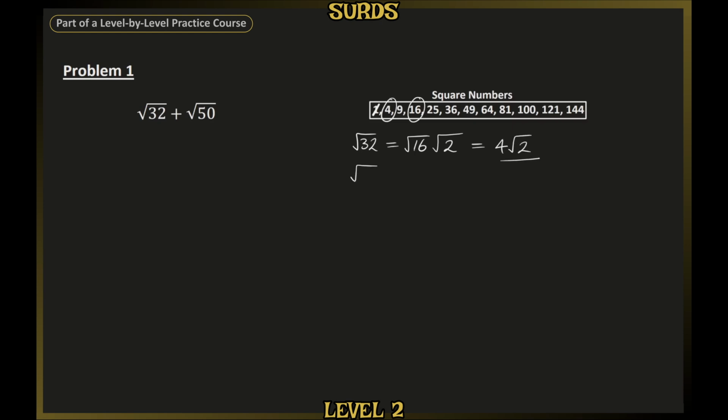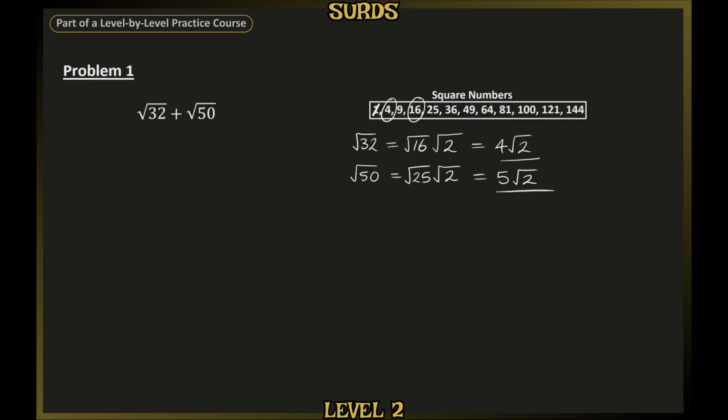Moving on to the square root of 50, we know that the surd part that we're going to split this up into must be root 2. And because we know that 25 times 2 makes 50, we can rewrite the square root of 50 as the square root of 25 times the square root of 2. And the square root of 25 is 5, so this becomes 5 root 2.